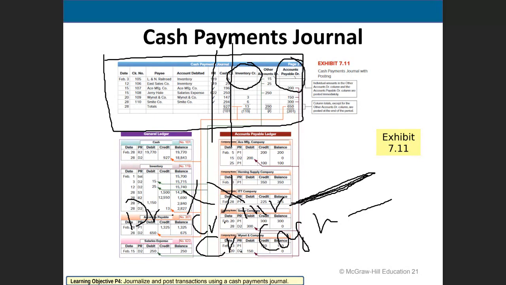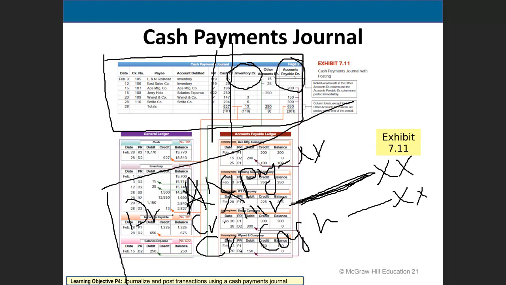Do you know when that is? Let me make it easier for you. We debit accounts payable, we credit inventory, and we credit cash. What is this journal entry? What's this journal entry for? Debit accounts payable, credit inventory, credit cash. Chapter 5.